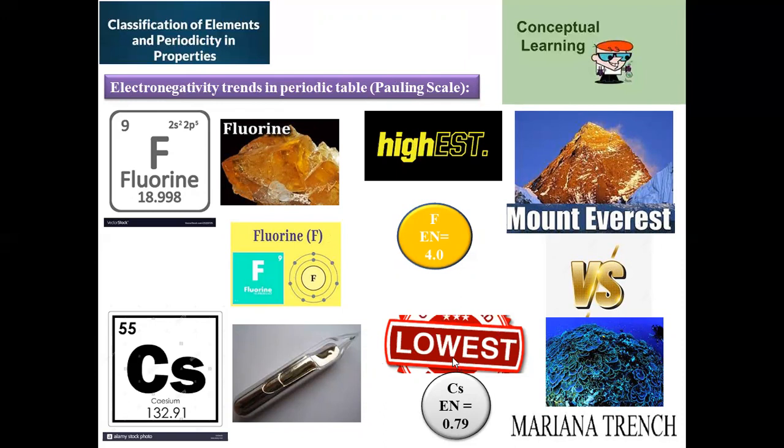And the lowest value of electronegativity is assigned to the alkali metal cesium. And this cesium is a metal having partial liquid nature, an easily liquefiable metal it is, and whose electronegativity is assigned as 0.79. And the lowest is compared with the Mariana Trench because it is the deepest region in the oceans. Right. So these are the elements regarded as highest and lowest electronegative in the entire periodic table.